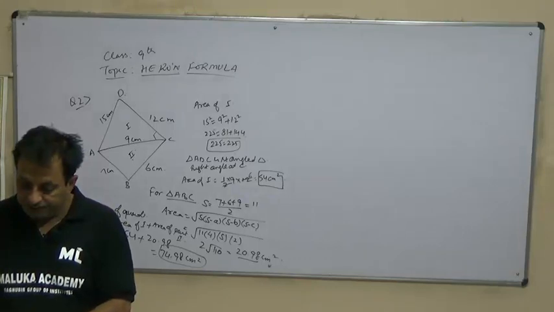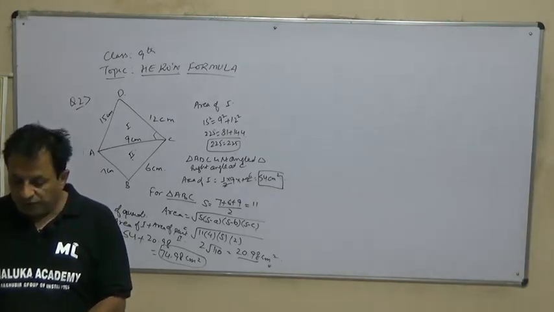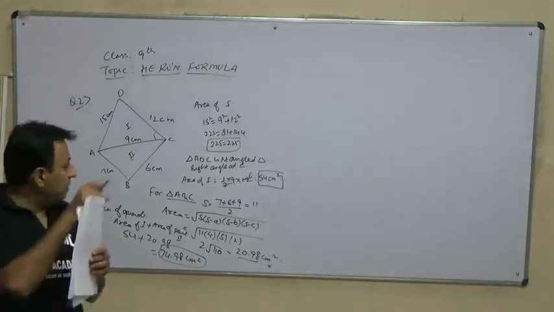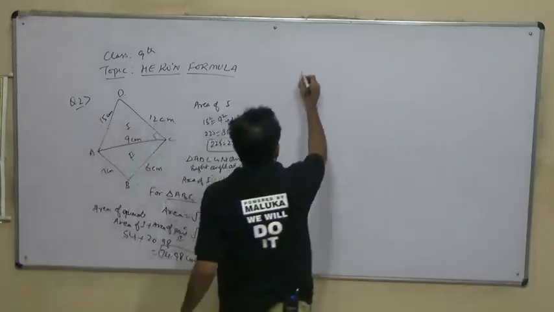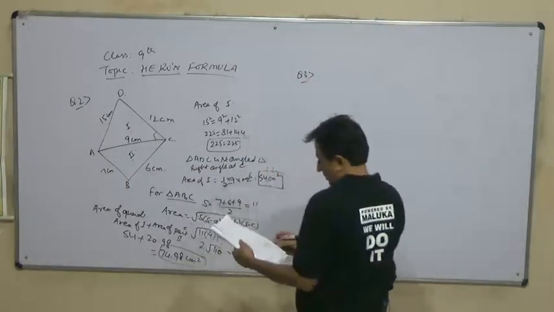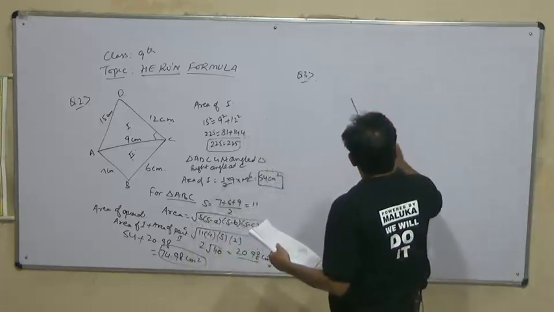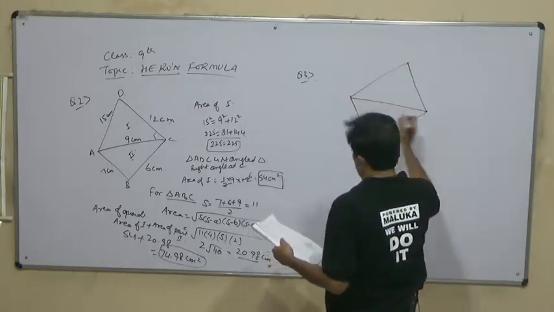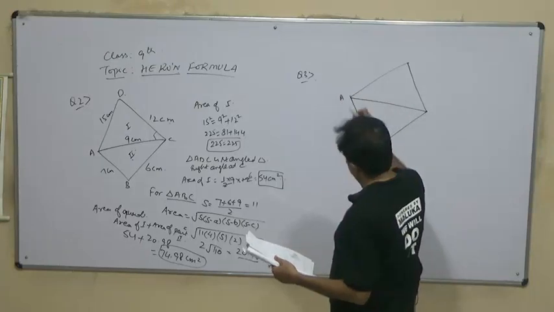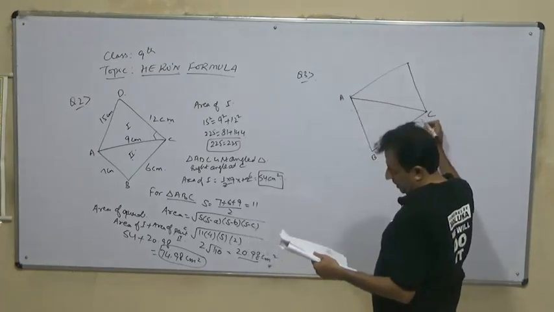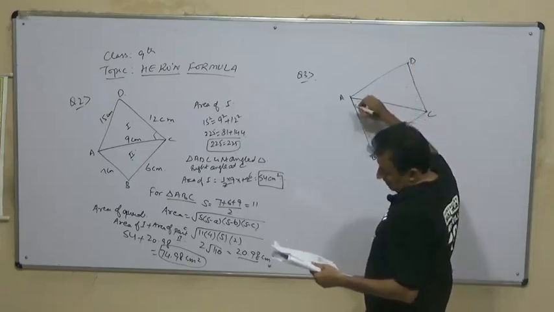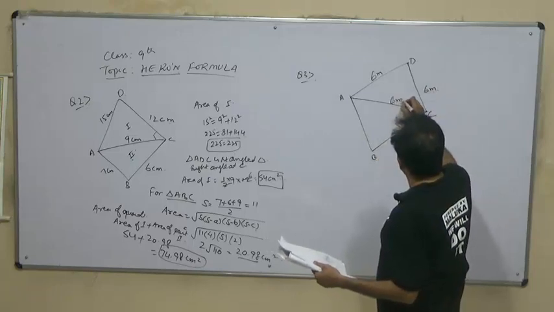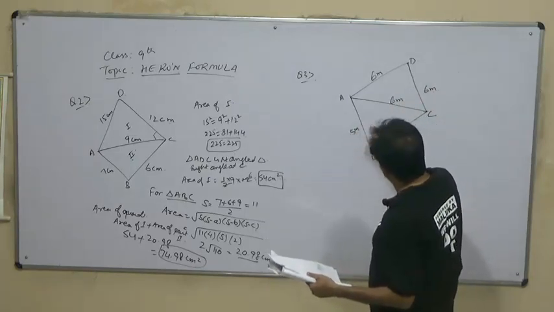Then next is: prove that the area of the quadrilateral ABCD is... So here we are given a quadrilateral. Third question in this is: A, B, C, D. These sides are 6 meter, 6 meter, this is also 6 meter, and this is 5 meter and 5 meter.